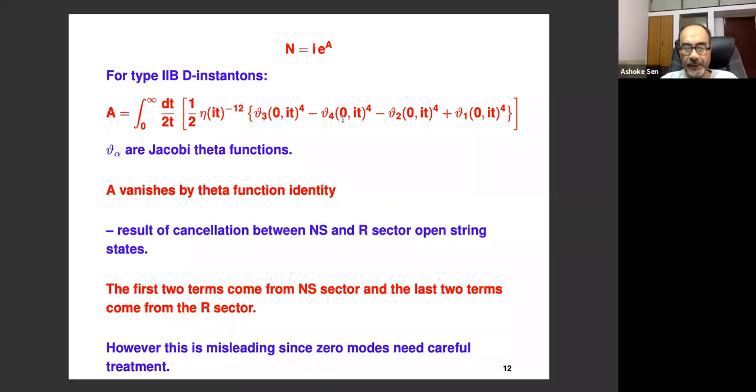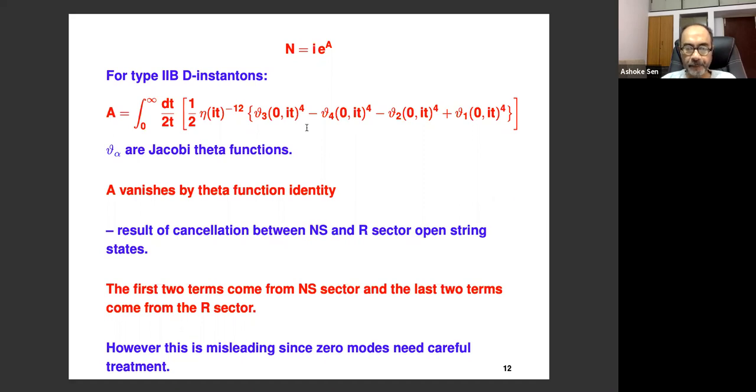So these are the Jacobi theta functions. Last time, in fact, this is identically 0, but I have written it just to make it look symmetric. And indeed, A actually vanishes by a theta function identity, because it's essentially a result of cancellation between the Neveu-Schwarz and Ramond sector open string states, because the spectrum is supersymmetric.